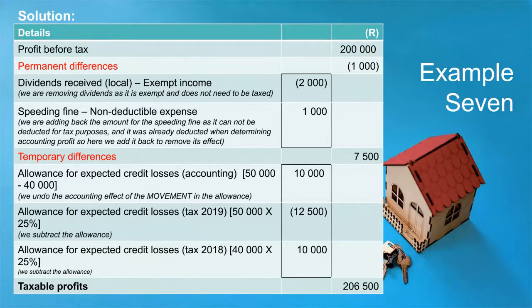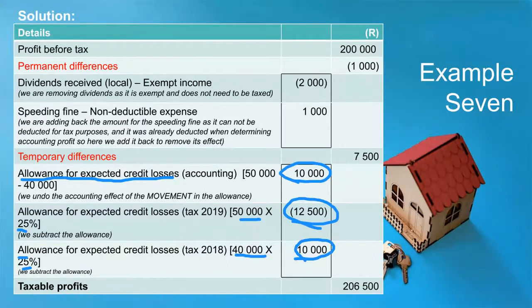So here what we've done is we've removed the effect of the movement of the credit losses on accounting profit. Now, we said the effect would have been a decrease of 10,000 rand. So here we're going to add back that 10,000 rand. That's the movement, right? That's step one. Step two, we want to subtract the closing balance. So we take the closing balance, which is 50,000 rand, multiplied by 25%, which we're given in the question, and we subtract that from accounting profit. But because we have already subtracted the 40,000 last year, we now need to add back that 40,000 rand, right? Because it was subtracted in the 2018 calculation. So we add that back.